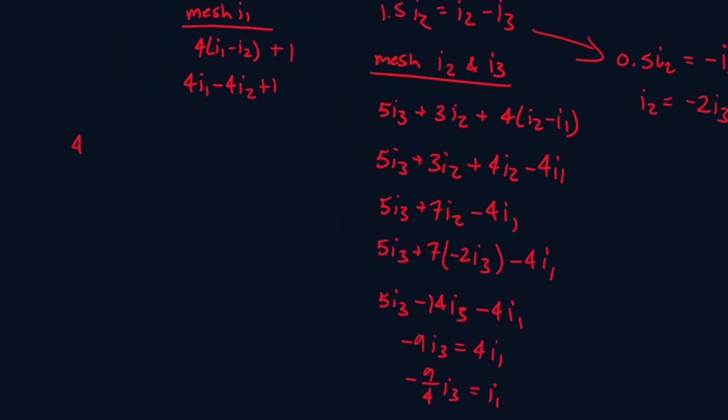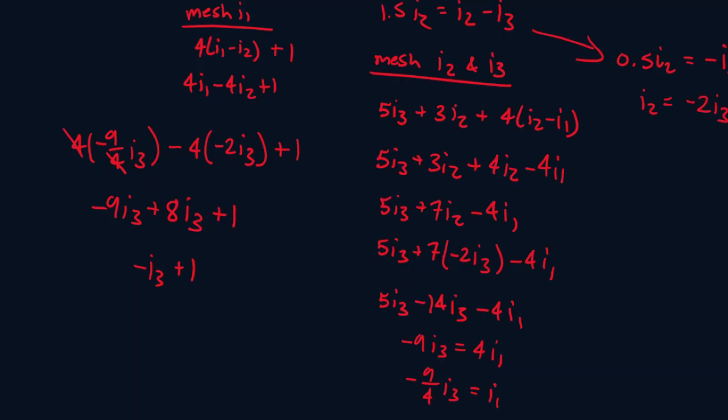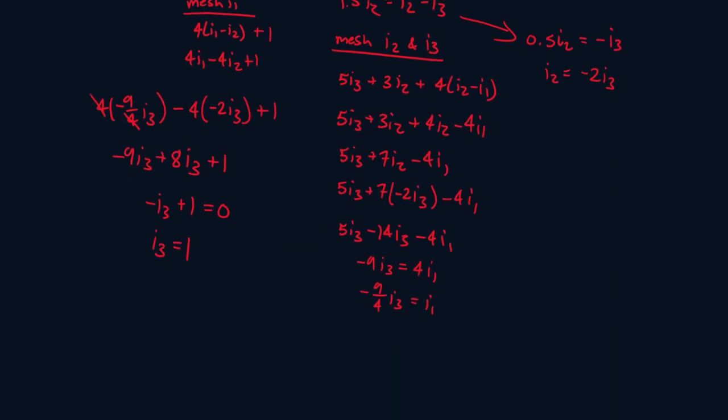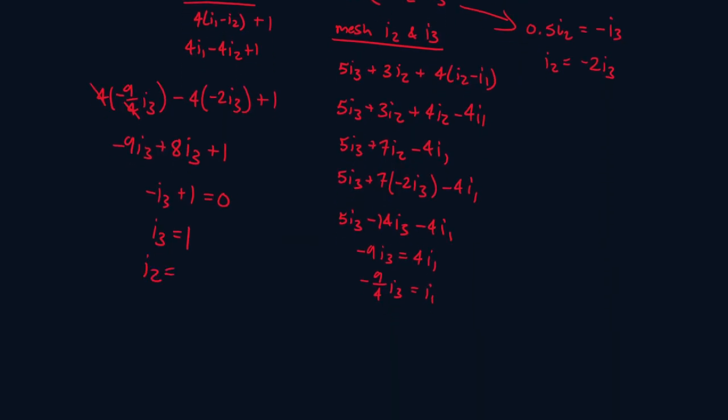Now for our last one, we can finally solve everything. 9 over 4 I3 minus 4 times minus 2 I3 plus 1. This and this cancel out, so it's minus 3 I3 plus 8 I3 plus 1. Minus 9 plus 8, that's minus 1 I3, or just minus I3, plus 1 equals 0. So we see I3 has to be equal to 1. That means I2 will be equal to minus 2, and I1 will be equal to minus 9 over 4.